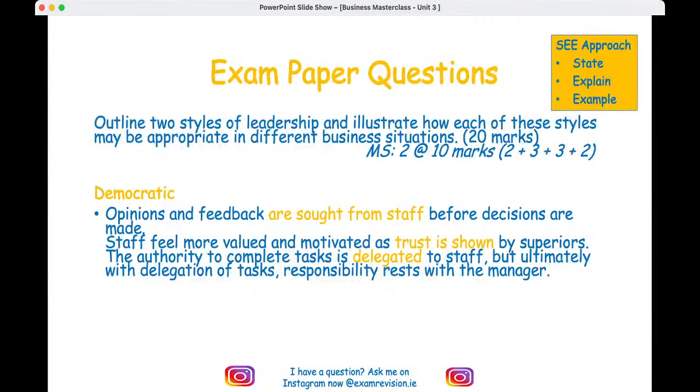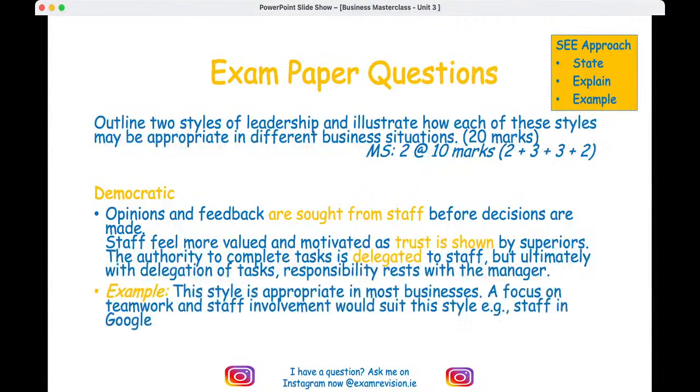An example: this style is appropriate in most businesses. A focus on teamwork and staff involvement would suit. An example: staff working in Google or Apple or Facebook or whatever it might be, whatever business you're going to use.